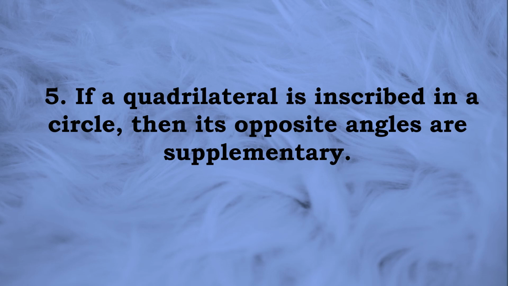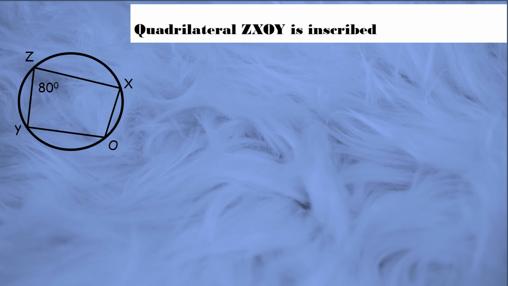Syempre, alam natin na kung 4 ang sides ng quadrilateral, 4 din yung angles. So, ano masasabi natin sa mga angles nila? So, supplementary daw. Okay, tingnan natin. Yan. So, meron tayong quadrilateral, say XOYZ, is inscribed in a circle. So, nasa loob siya ng circle. At dahil nasa loob siya ng circle, makita ninyo na there are 4 angles. And out of the 4 angles, there are 2 pairs of opposite angles.